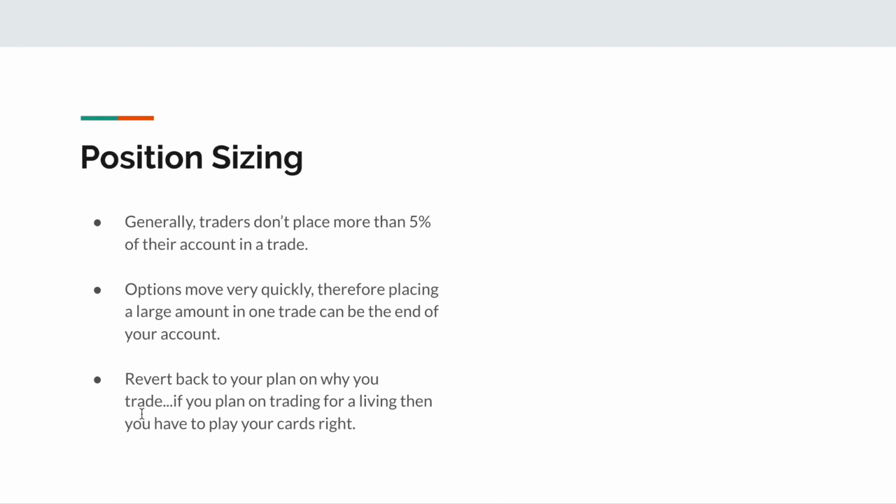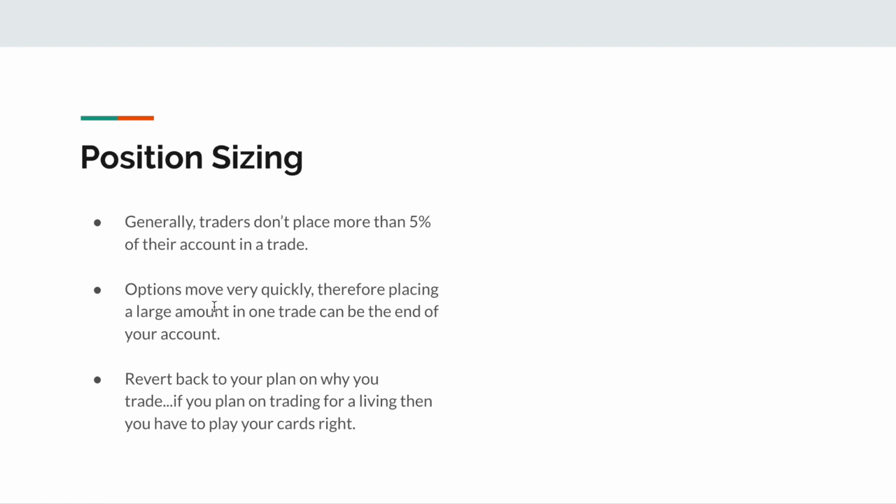Ask yourself, why am I trading? You got to hold those emotions back from risking everything just for luck. You want to slowly build your account, because losses are 100% guaranteed in the stock market. You're going to take losses, and you don't want to take a loss when you're risking more than 5-10% of your account. And I also want to say that options move very quickly, as I mentioned earlier.